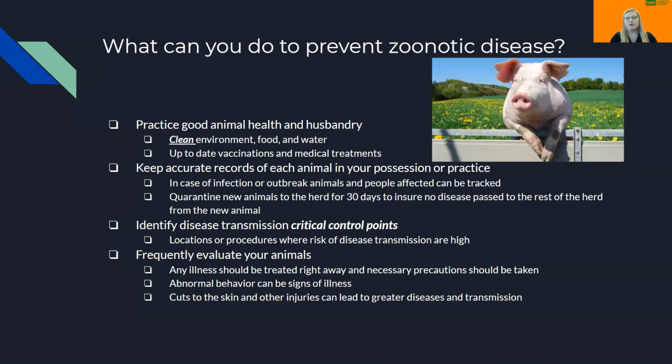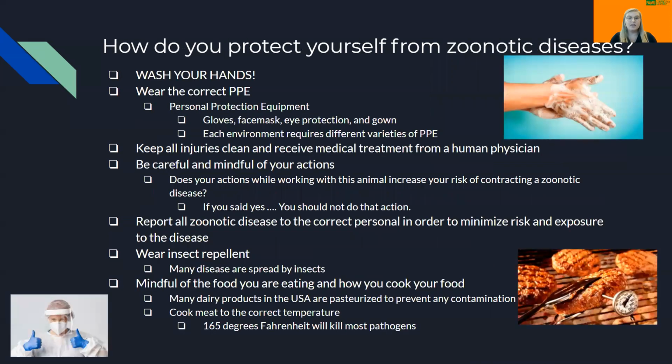What is the best way to make sure that you are cleaning out and making sure that those skin breakages or injuries are handled and taken care of? Now, how do you prevent yourself from a zoonotic disease? Because there's two parts to zoonotic disease.